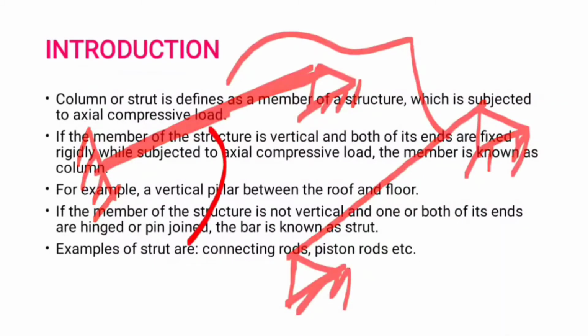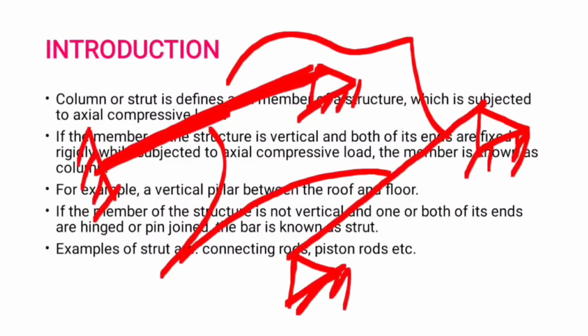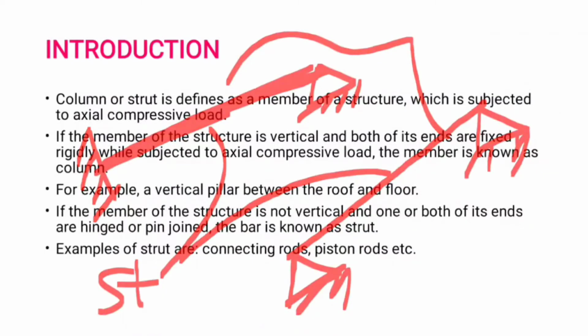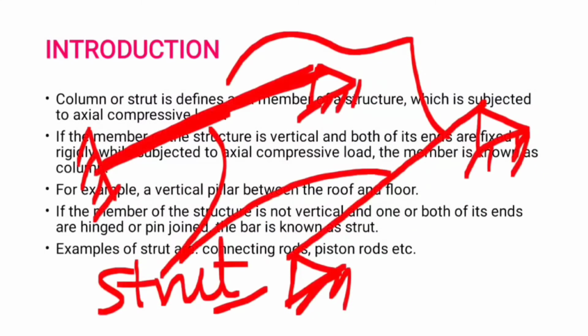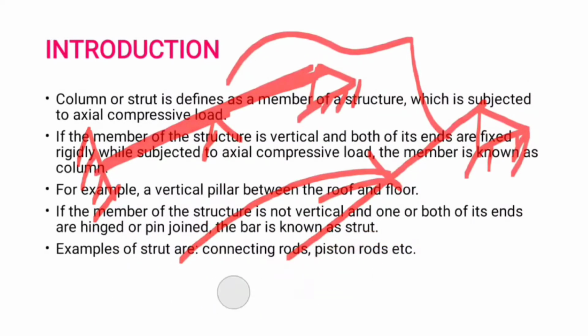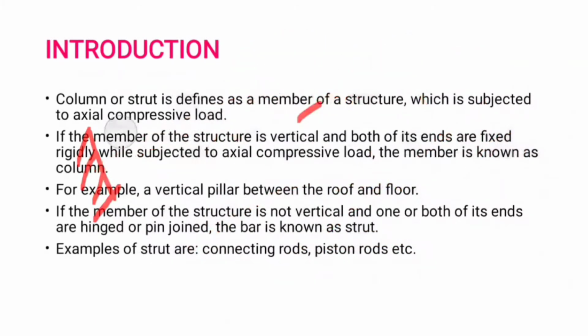Okay, in these two cases, the member is known as strut. The rod is known as strut. This is a strut, this is a strut. Examples: connecting rods and piston rods are examples of strut.